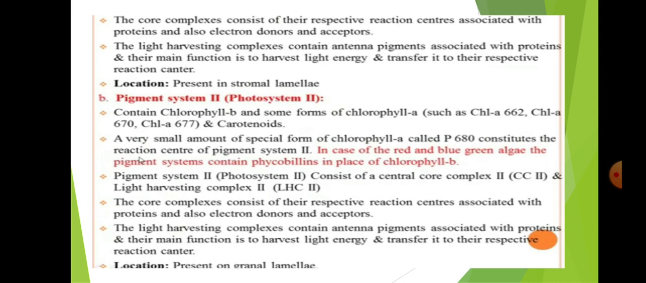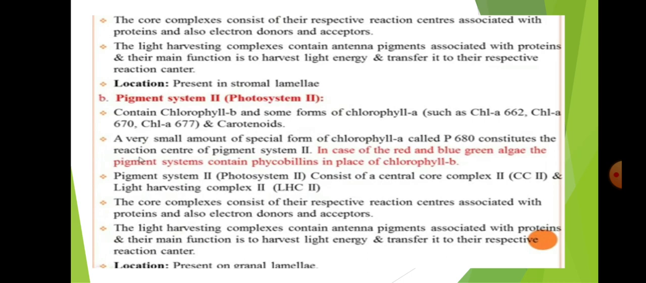Then the second photosystem, which is called pigment system 2 or photosystem 2, contains chlorophyll B and some forms of chlorophyll A, such as chlorophyll A which absorbs 662 nanometer light, chlorophyll A670, chlorophyll A677, and carotenoids. A very small amount of a special form of chlorophyll A, called P680, which absorbs 680 nanometer light, constitutes the reaction center of pigment system 2.